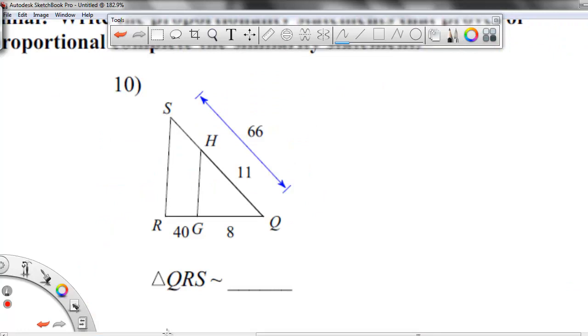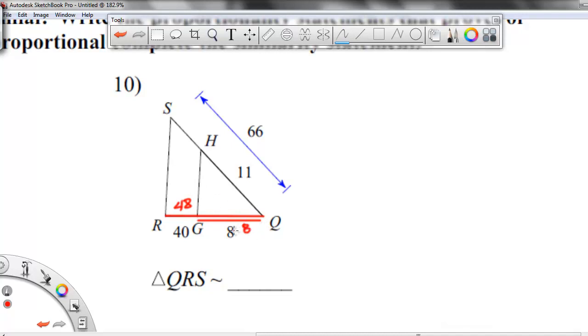Now in number 10, we're going to do this a little bit different way. You can see here that I have two triangles. You can see that this side right here has a length of 48. This side right here has a length of 8.